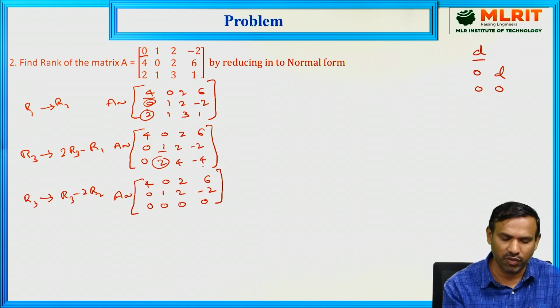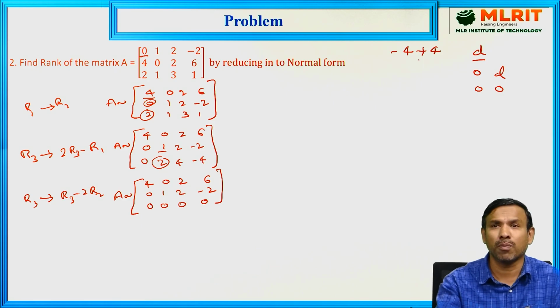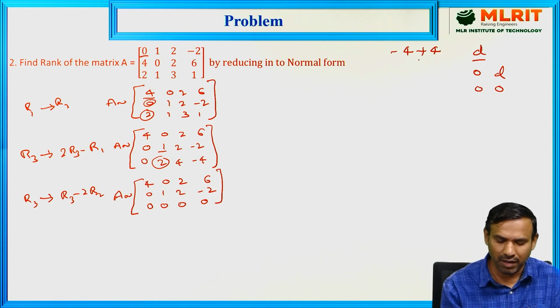Okay, and R3 is minus 4 here. Minus 4 and minus of minus, plus 2 into 4. Minus 4 plus 4, 0. You can do some rough work and not make a mistake here. Right? Now here itself we can tell the rank. So it is in echelon form.